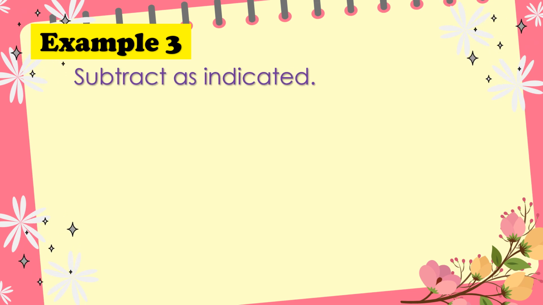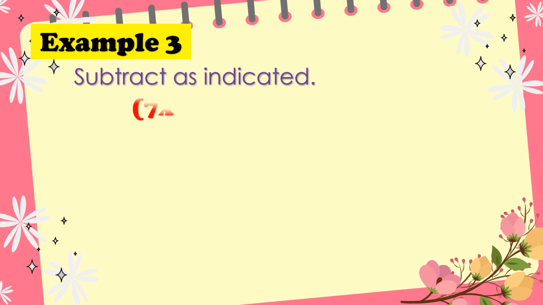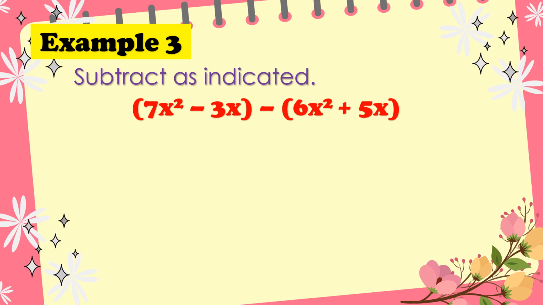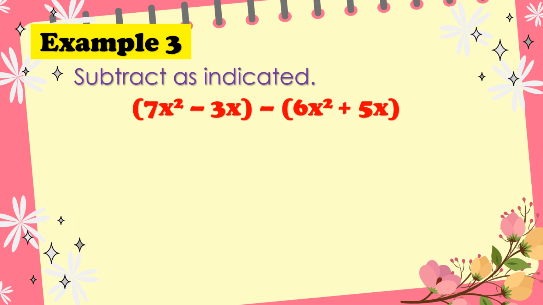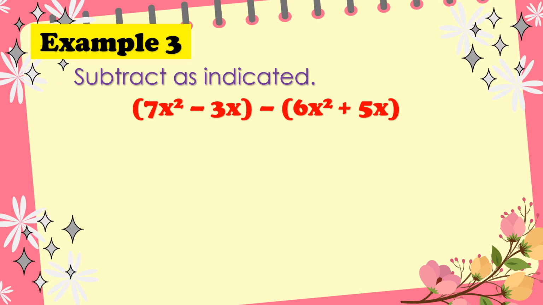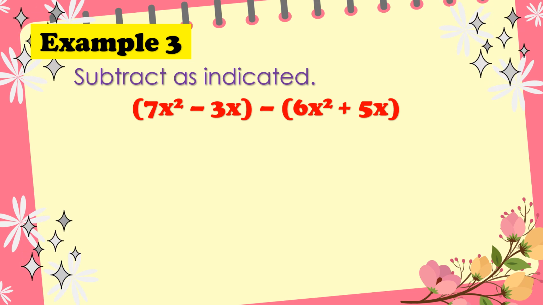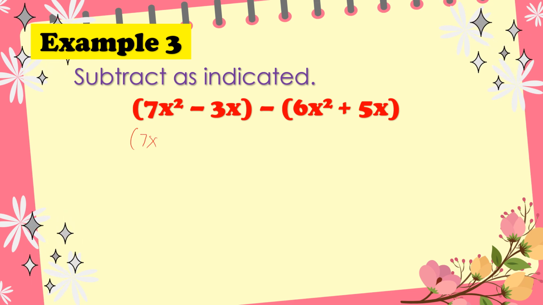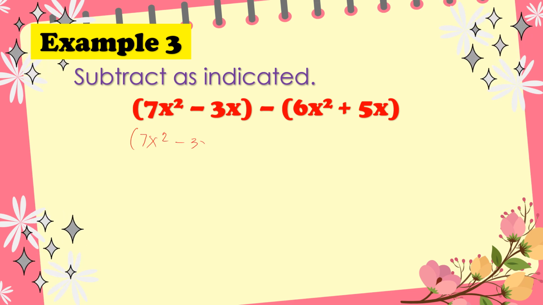Example number 3, subtract as indicated. Quantity 7x squared minus 3x minus the quantity 6x squared plus 5x. So, pwede natin gamitin yung horizontal or yung vertical subtraction. So, whichever you prefer. So, gamitin ko lang dito si horizontal. I-rewrite muna natin yung problem. That would give us 7x squared minus 3x.